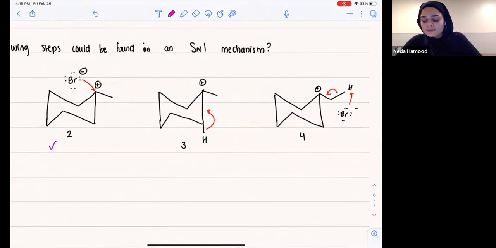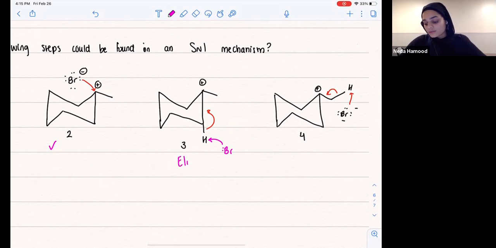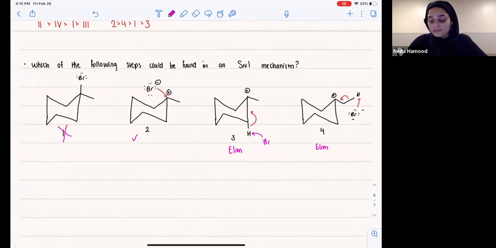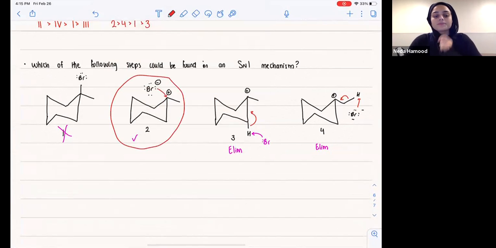Over here, we have this hydrogen moving towards there, but there isn't even anything grabbing the hydrogen. Seems kind of shady, but what does this look like? Let's say we had a bromine over here grabbing this hydrogen. That would look like an elimination reaction, so I'm going to write elim right there. And 4 is the same thing as 3, an elimination reaction. Since 3 and 4 are elimination reactions, and in the first one nothing is really happening, we know this is going to be the answer.